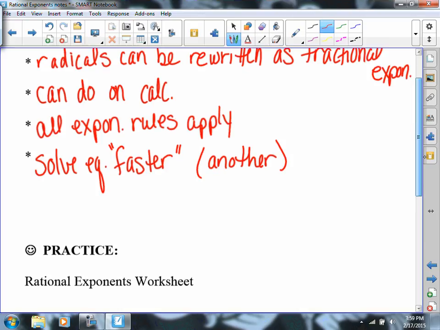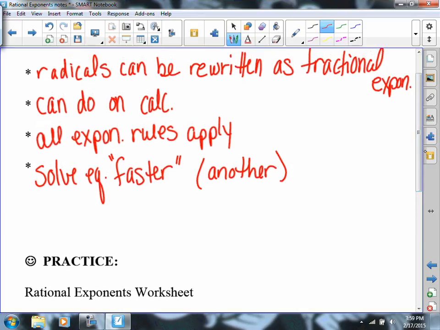So tonight's homework then is going to be the rational exponents worksheet. All of these concepts from your notes are going to be on there. Definitely use your notes as a guide. And if you didn't get a copy of the worksheet in class, it's also on the class website for you to print off. And if you have any questions, please, please, please come and see me before school.